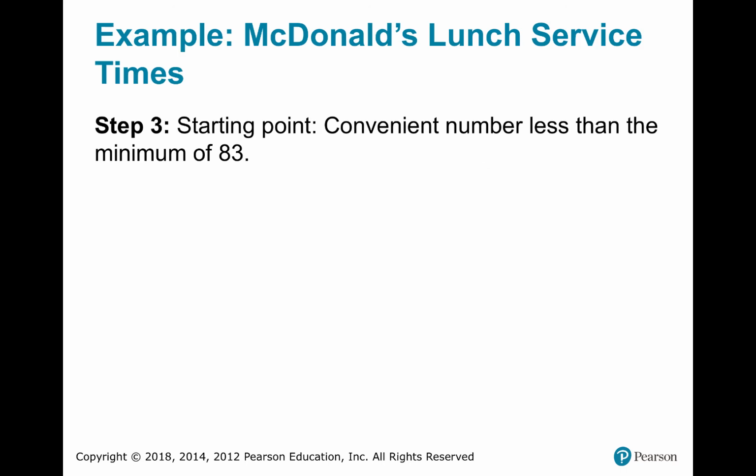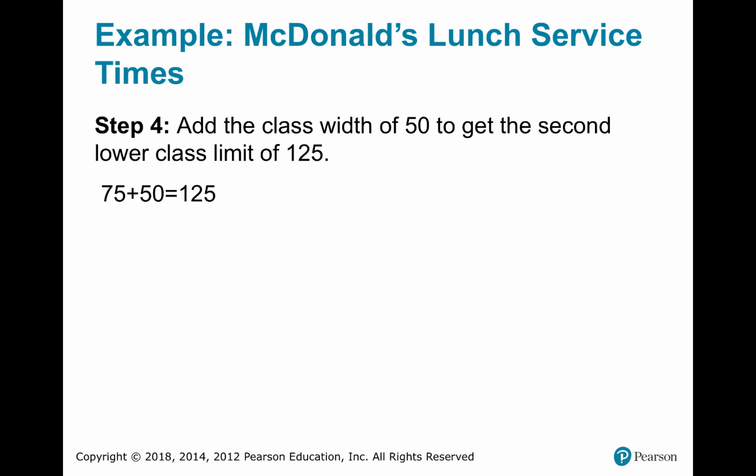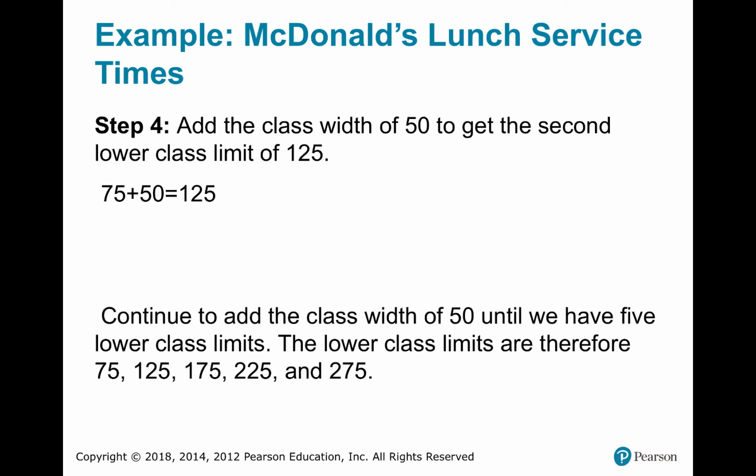We're going to select a starting point. Now typically we're going to select a number less than the minimum. Certainly we have to select the minimum at least, but a convenient number, how about 75? Again, it's arbitrary, and we're going to get a slightly different looking histogram, but qualitatively they'll be the same. To get the lower limits of each class, you're going to add 50 successively. So the second class starts at 125, then the third one starts at 175, and so on and so forth.